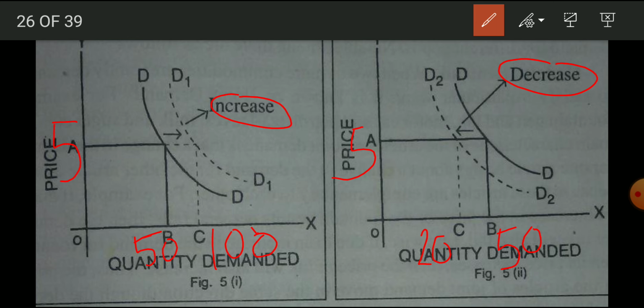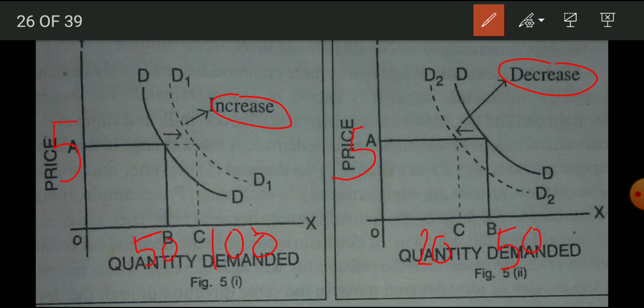change in demand. You have to write two types, that is extension and contraction, and increase and decrease of demand. Generally, extension and contraction is due to change in price, other factors remaining constant. The price must increase or decrease. For example, 5 to 10 rupees, then 10 to 20 rupees. If demand increases, it is extension, and if demand decreases, it is contraction.